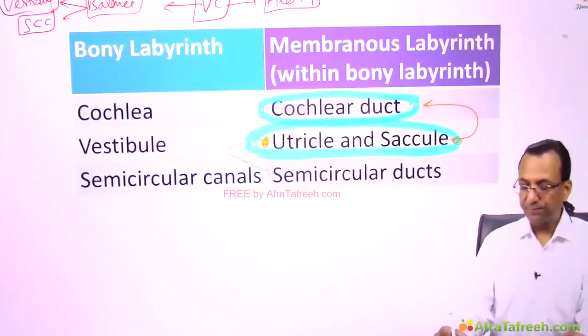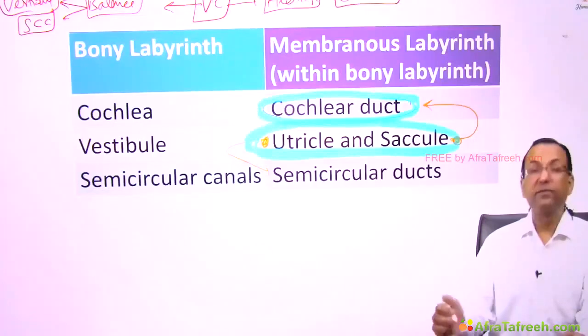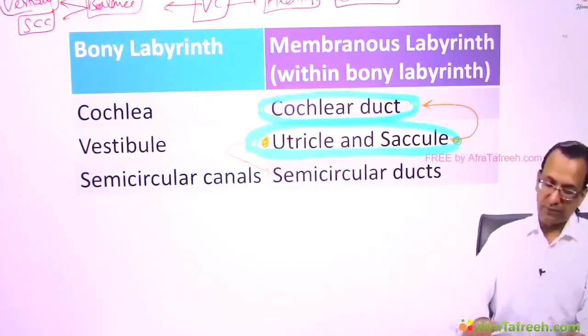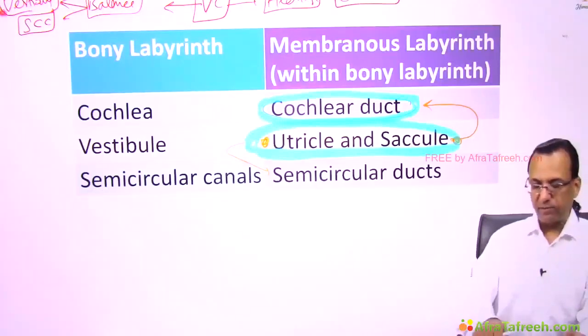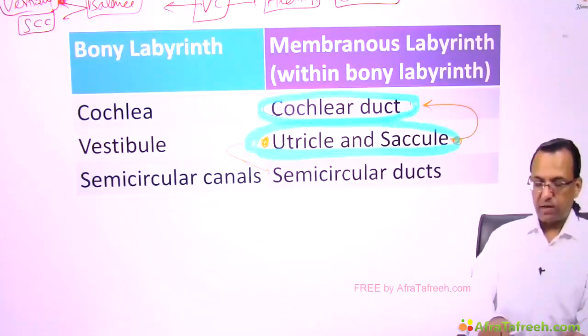Hearing is cochlea. Cochlear nerve will be there. And where will the vestibular nerve come from? Vestibular nerve is for balance and it will come from the vestibule there. And what is this semicircular canal for?